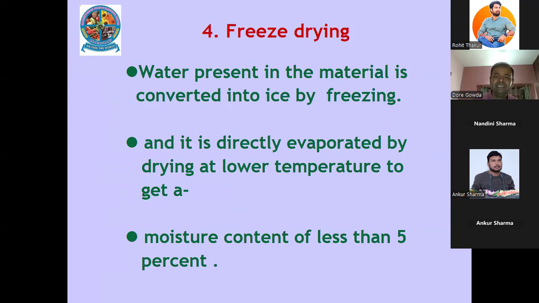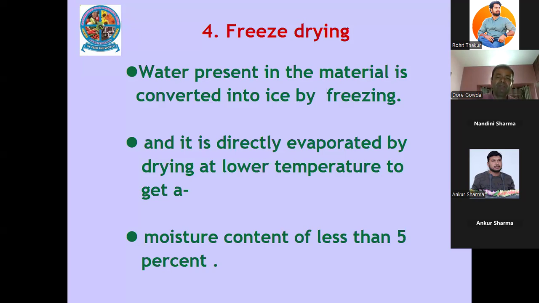It is a combination of two methods, that is freezing followed by drying. For this we require a freeze dryer. This freeze dryer will have two compartments. Here, first the water present in the material is converted to ice by freezing, and it is directly evaporated by drying at a lower temperature under vacuum. Here we can dry to a moisture level of 5% or even lower.